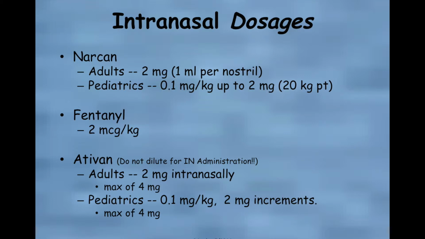Fentanyl is 2 micrograms per kg, and your Ativan dosing, don't dilute Ativan for intranasal administration. The dosing is 2 milligrams intranasally to a max of 4 milligrams. And then your pediatric dosing is 0.1 milligrams per kg in 2 milligram increments. And your max dosing for pediatrics is 4 milligrams. Of course, you guys know that fentanyl and Ativan, fentanyl's call-in order. Ativan is a call-in after 4 milligrams.